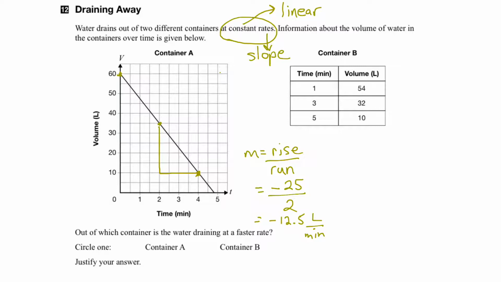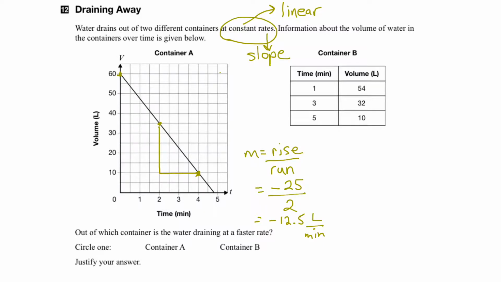Now we could verify to make sure we got the right answer. For example, we could go from 60 liters down to here, which is 35 liters, and look at the rise and the run again. So it would be down 10, 25, and over 1, 2. So we would get the exact same answer. We could also go from 60 down to 10 liters, and we can see that the difference is 50 liters, and it's over 1, 2, 3, 4. So 50 divided by 4 would also give us the 12.5 liters per minute as the rate of change.